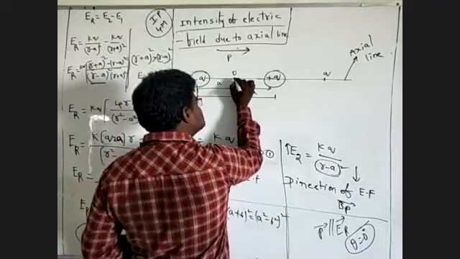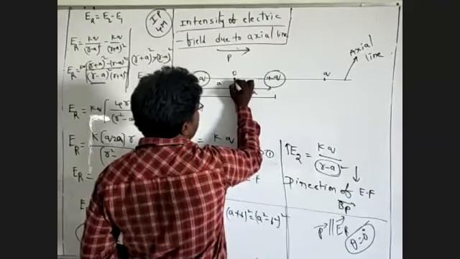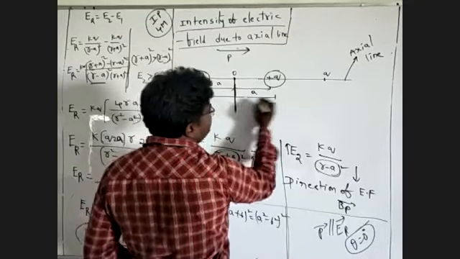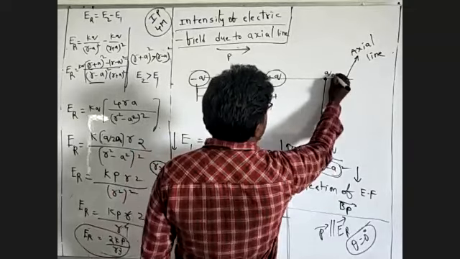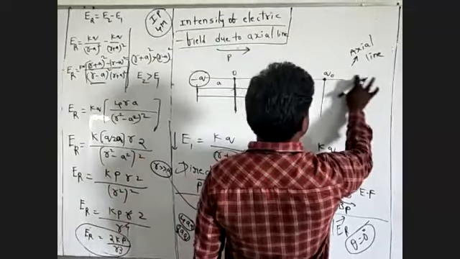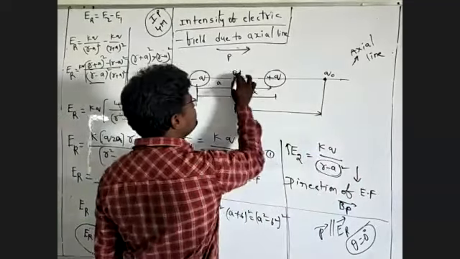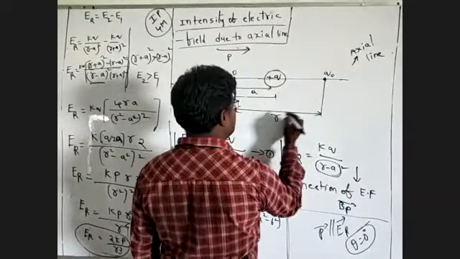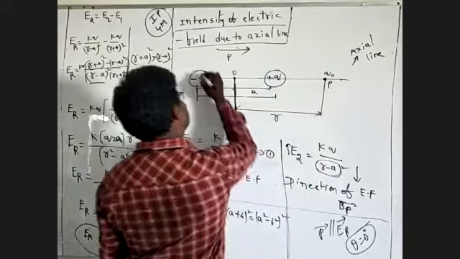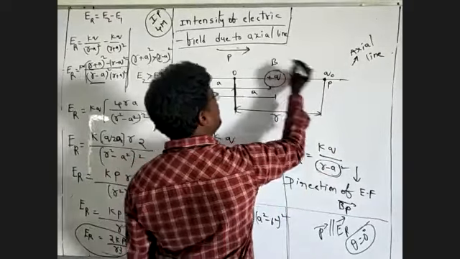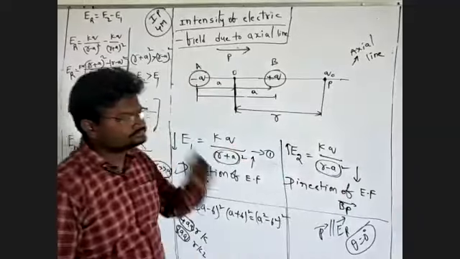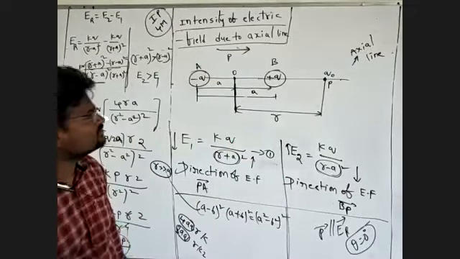Now this is the dipole momentum. This is the center of the dipole. This is the test charge. The distance between the center of the dipole and the test charge is R. This is point A, this is point B, and this is point P. That is it.